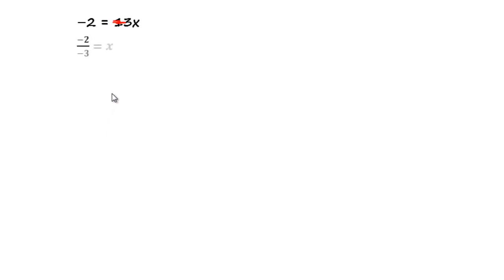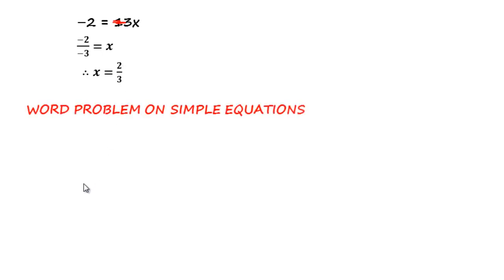So let's move on. This is now going to be divide both sides by minus 3 to get x. This is now going to be minus 2 divided by minus 3, which is minus 2 over minus 3. Minus cancels minus and turns to positive, which is 2 over 3. Now let's go to word problems on simple equations.